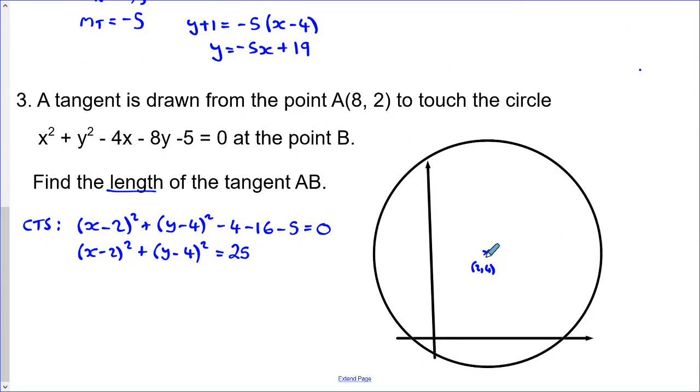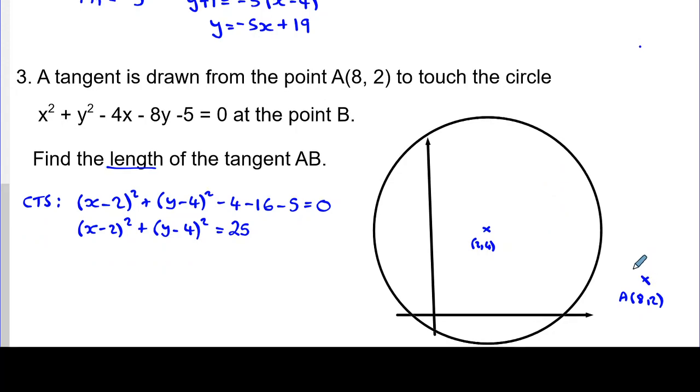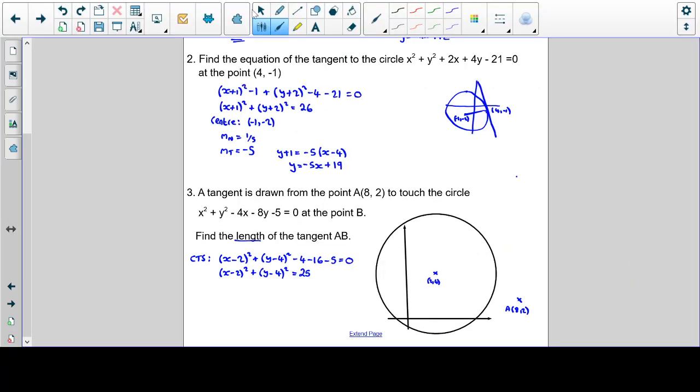Okay, so there's 2, 4, the centre. 8, 2 is where A is. So it's over here and further down. Then a line is drawn from here to touch the circle. Let's just move to tools again and have a straight line.